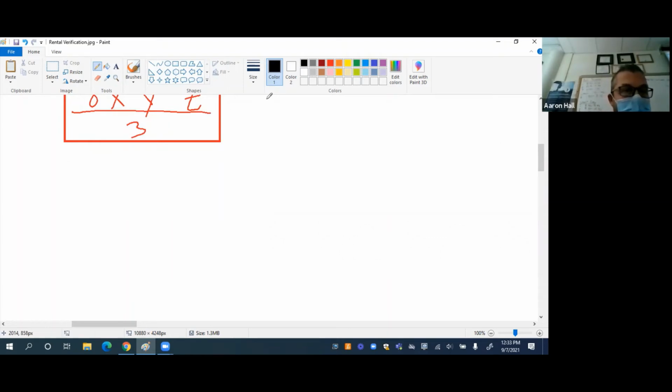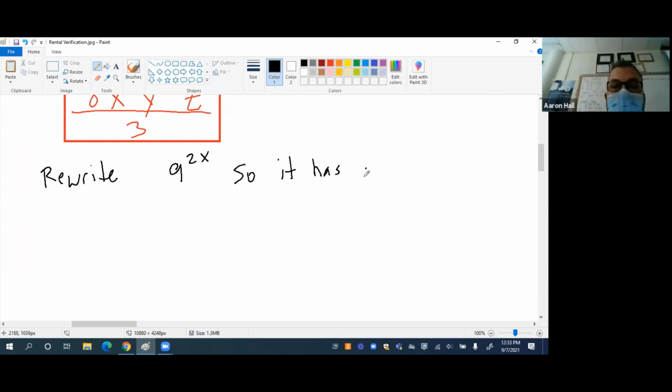Okay, I want to rewrite 9 to the power of 2x so that it has a base of 3. Is that possible?